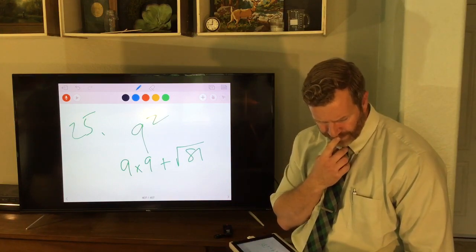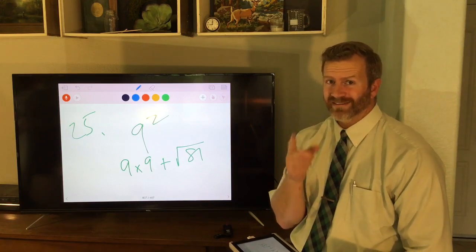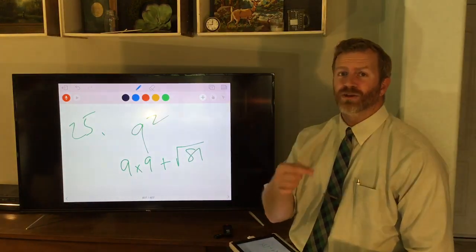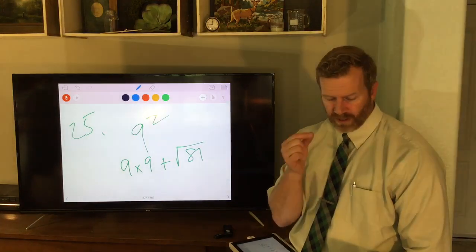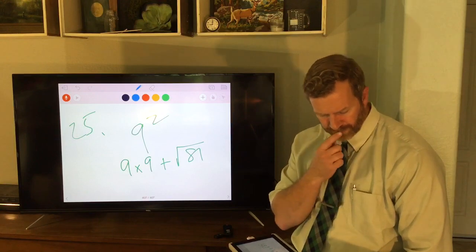Let's see. 26 is kind of a biggie. You got to write out all the factors of 70 and 100 and find the common factors, and then use the greatest common factor to divide B, 70 over 100. How would you reduce 70 over 100?